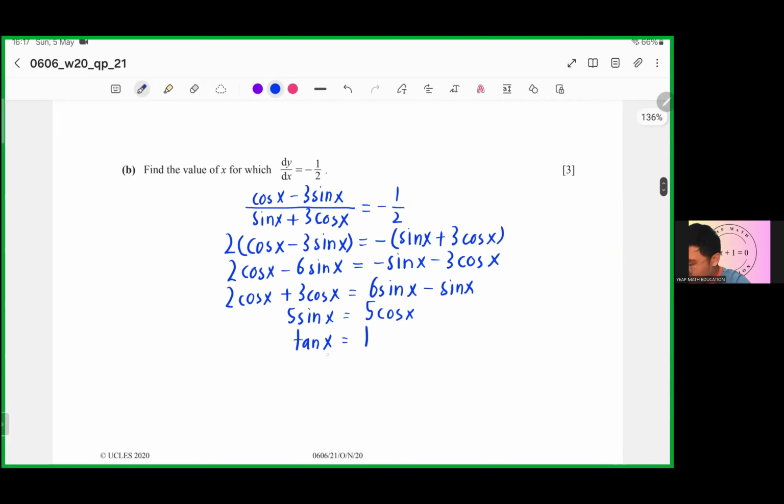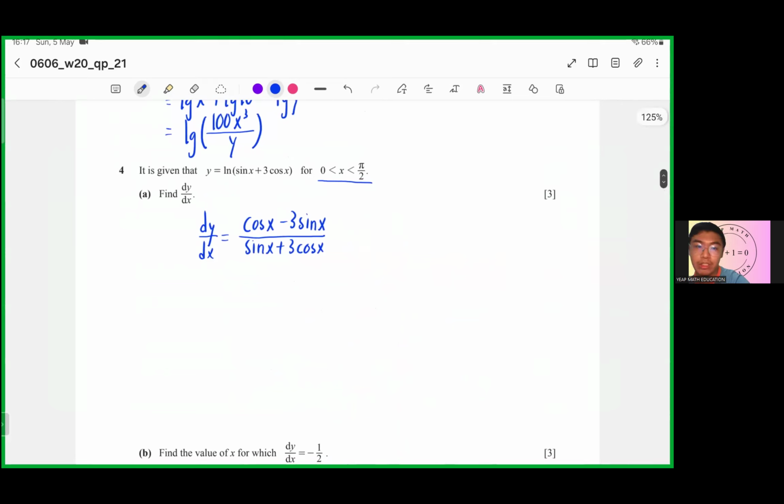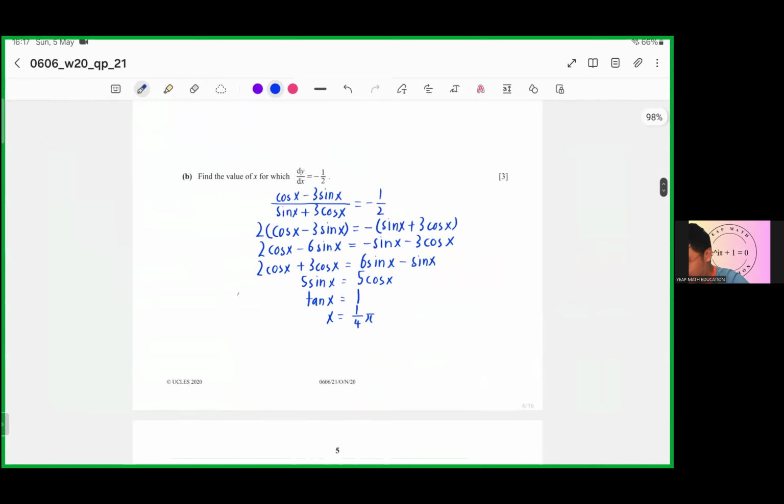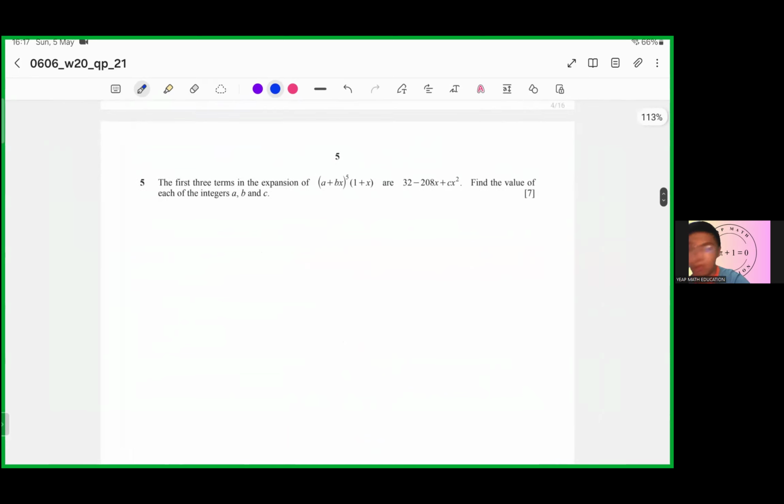For x equals to 1 over 4 pi, because when you find the angle it is 45 degrees, which actually equals to 1. But the question already mentioned we just want to find the x value in the first quadrant, not other quadrants. Now we look at question 5.